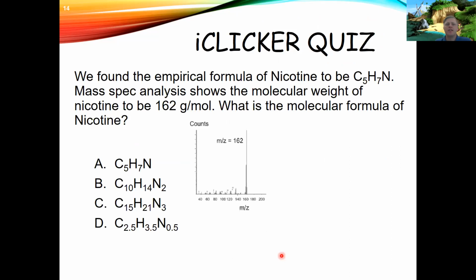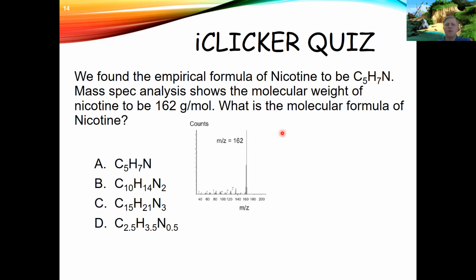So let me give you a practice here. Let's say we're looking at nicotine again. We found in the last problem that nicotine's empirical formula is C5H7N. Now I want you to compare that to the peak that we get in the mass spectrometer. The peak is at 162 grams per mole, or 162 AMU. I want you to tell me what the molecular formula of nicotine is. Go ahead and pause the video here and try to figure this out.